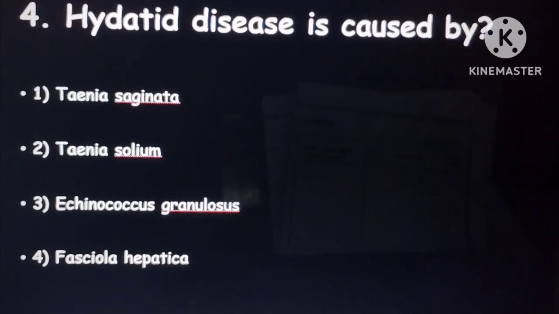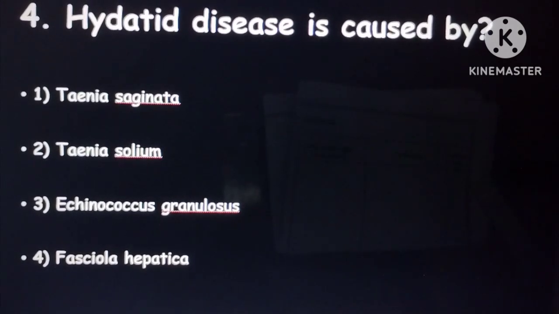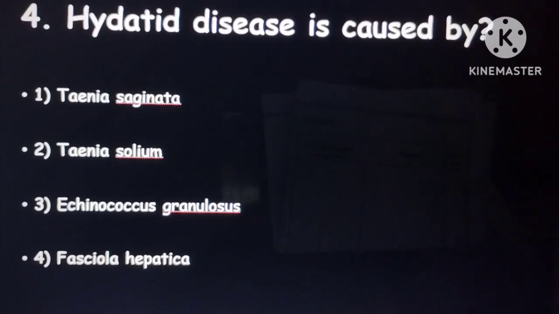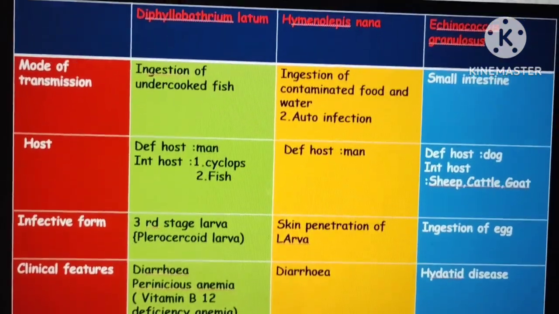Hydatid disease is caused by Taenia saginata, Taenia solium, Echinococcus granulosus, or Fasciola hepatica. As you know, the correct option is Echinococcus granulosus. There is a specific test you want to remember in Echinococcus granulosus, that is the Casoni test, and another important sign is the water lily sign.